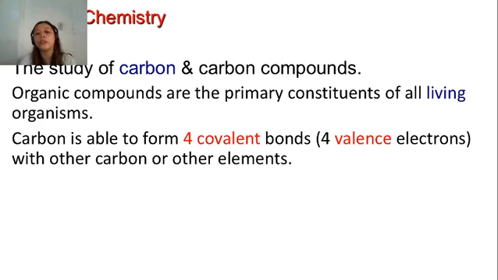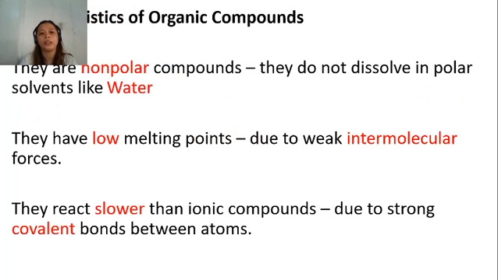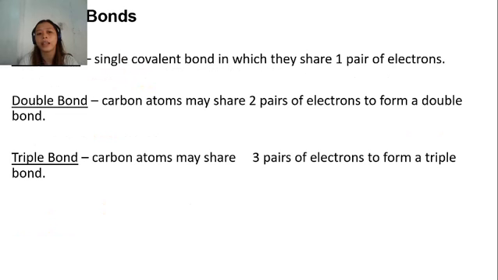Carbon is stable to form 4 covalent bonds, with 4 valence electrons, with other carbon and other elements. So what are the characteristics of the organic compounds? They are non-polar compounds. They do not dissolve in polar solvents like our water, meaning polar water. They have low melting points due to weak intermolecular forces. They react slower than ionic compounds due to strong covalent bonds between atoms.